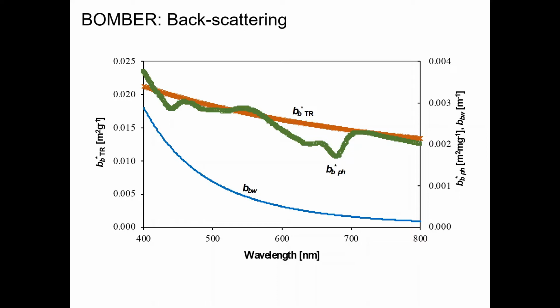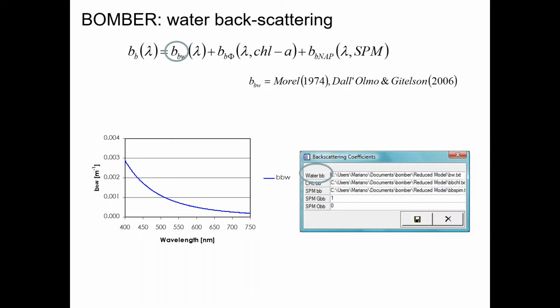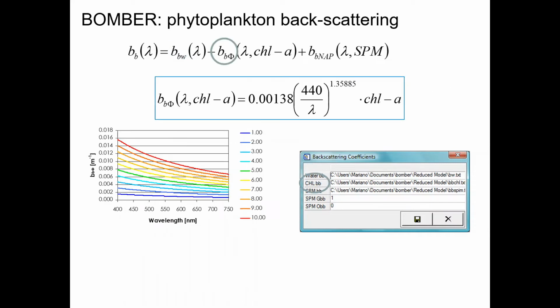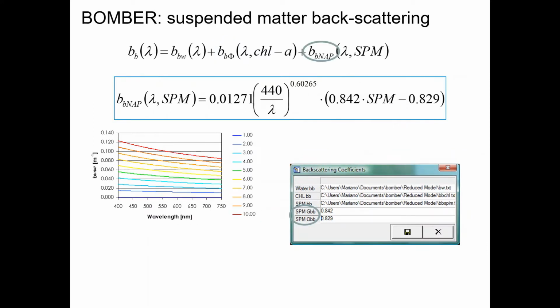With respect to backscattering coefficients, Bomber also asks what is the contribution of the backscattering in terms of pure water. In this case, you need to pay attention to whether you're working in fresh water or in salty waters. Then you need to set up the backscattering coefficients due to the chlorophyll, to the phytoplankton. And finally, the backscattering coefficients due to the non-algal particles in order to relate such contribution to the concentration of SPM.